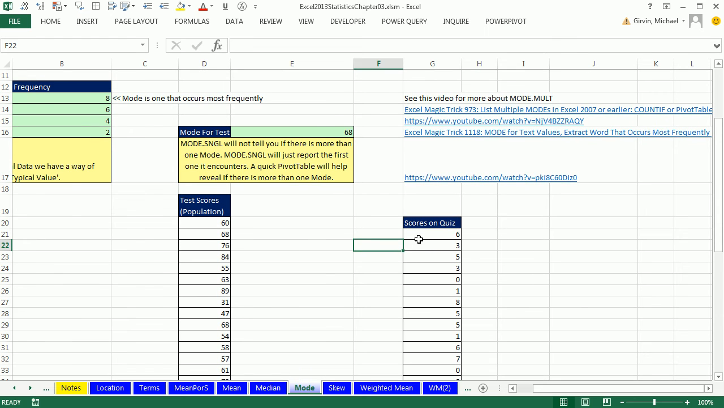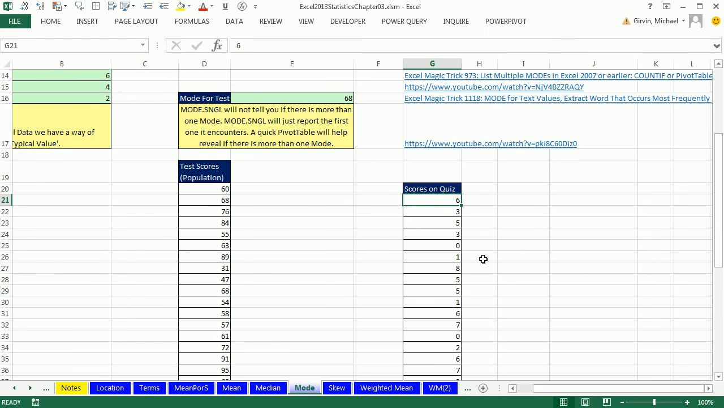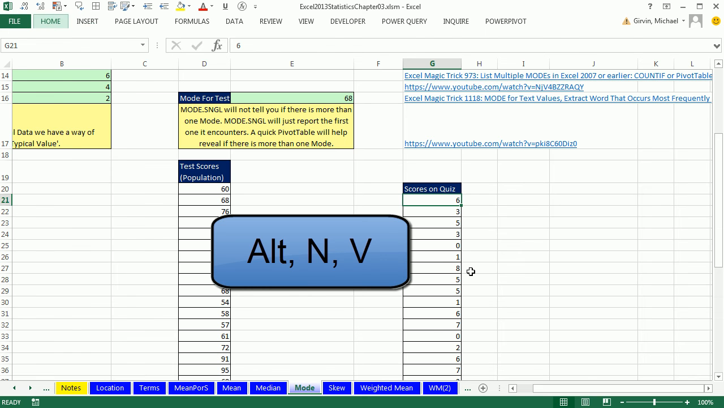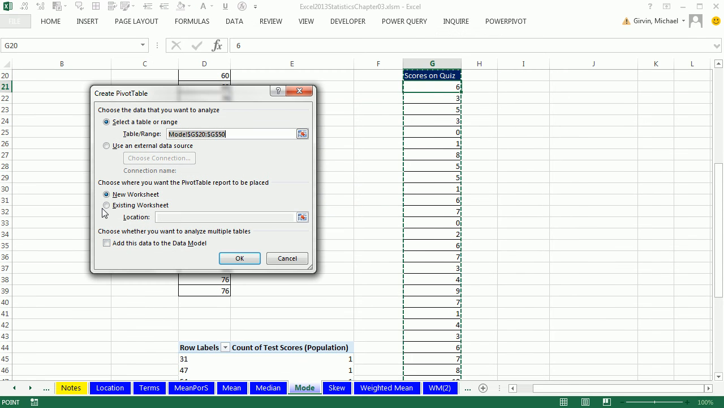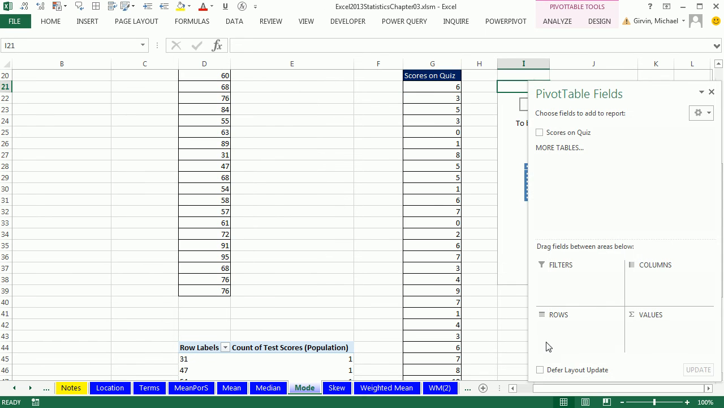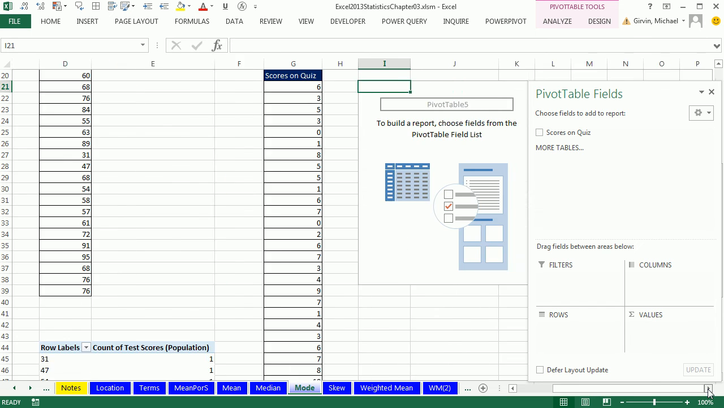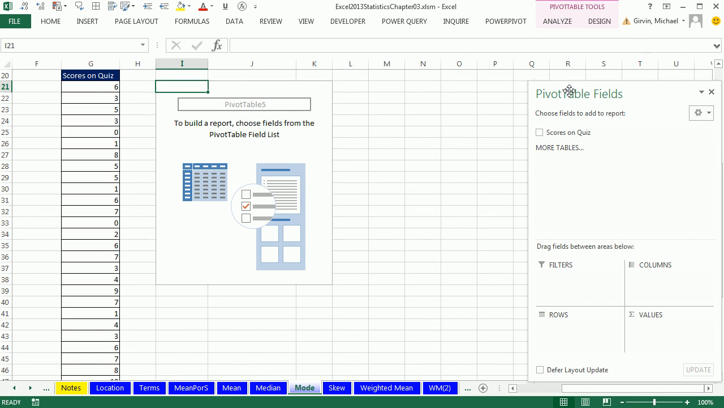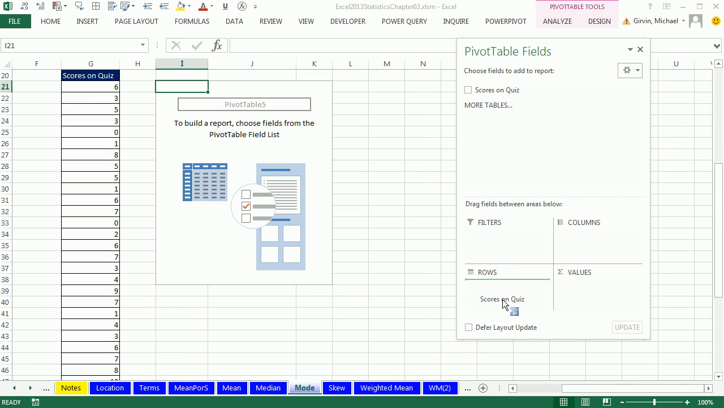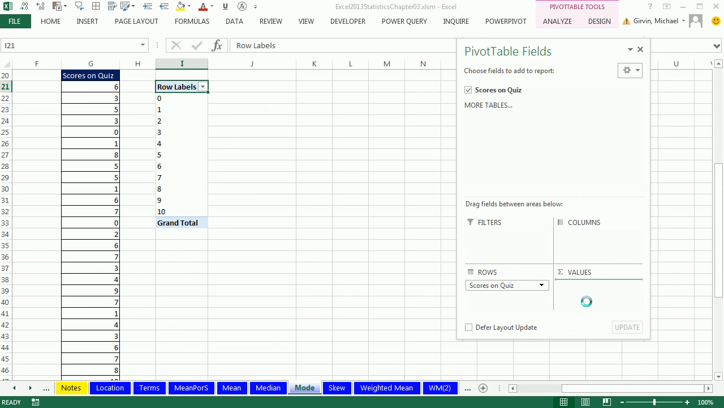All right, now here's some scores. Let's just go ahead and flat out, I'm not even going to bother with that MODE.SNGL, although there's uses for it. Very important, I'm just going to run a pivot table. So Alt-N-V. Put it on existing worksheet, the location. I'm going to click I21 and click OK. Horizontal scroll bar to scroll over. Drag scores down to rows, scores down to values.